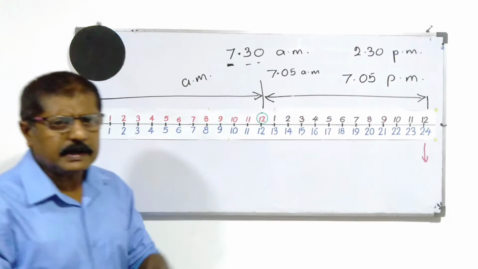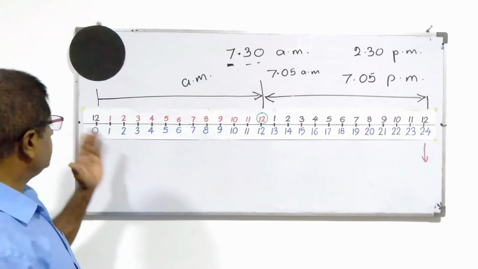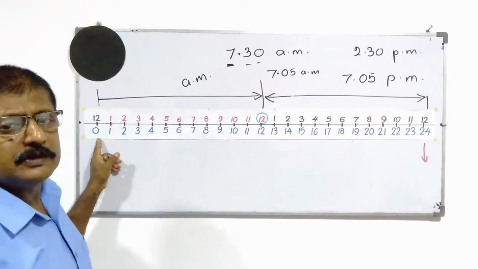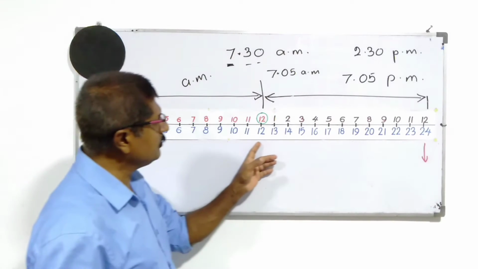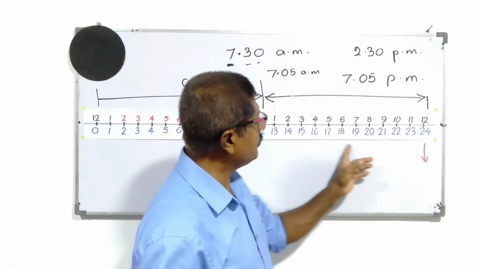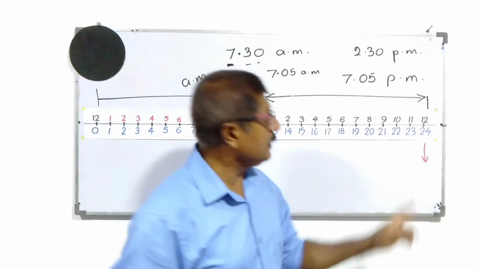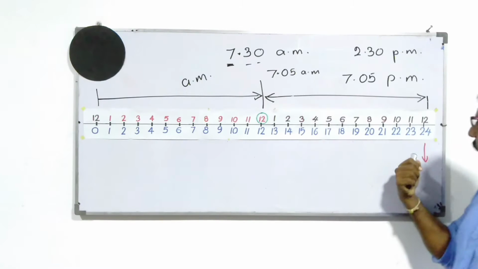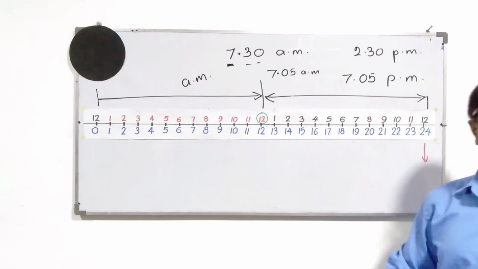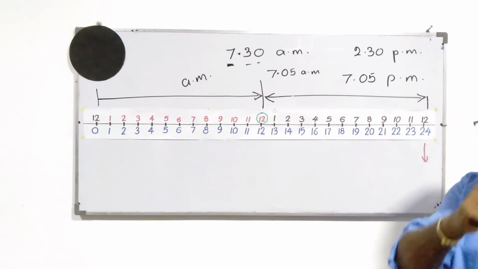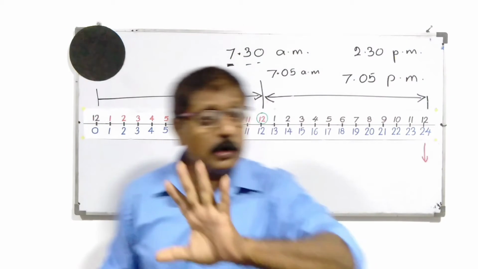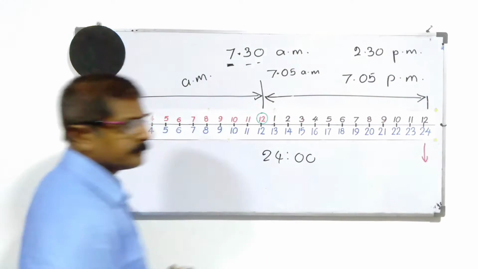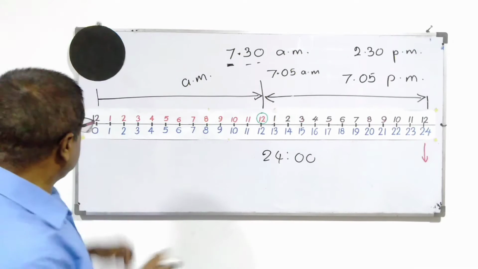Okay, now we can understand that the day begins in the 24-hour system at 0 and continues up to 12, and again 13, 14, 15, up to 24. 24 is midnight. Then another problem arises. 0 is midnight, 24 is again midnight. Which one is the midnight? Both represent midnight. But my dear children, we do not use 24 as a time. Instead we write 00.